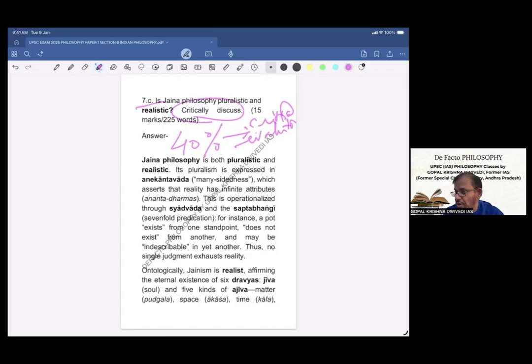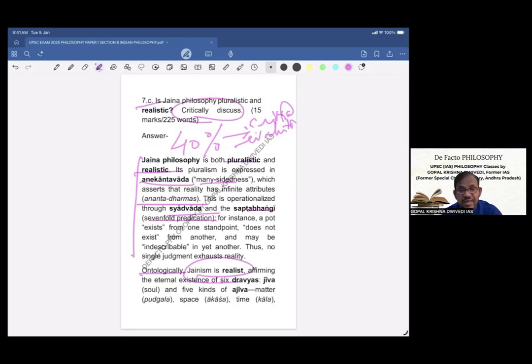Jaina philosophy is both pluralistic and realistic. Its pluralism is expressed in Anekantavada, which asserts that reality has infinite attributes, Ananta Dharmas. This is operationalized through Syadvada and Saptabhangi, sevenfold predication. For instance, a pot exists from one standpoint, does not exist from another, and may be indescribable from another. Thus, no single judgment exhausts reality. Ontologically, Jainism is realist. So this is pluralism, and now realism we are going to describe.